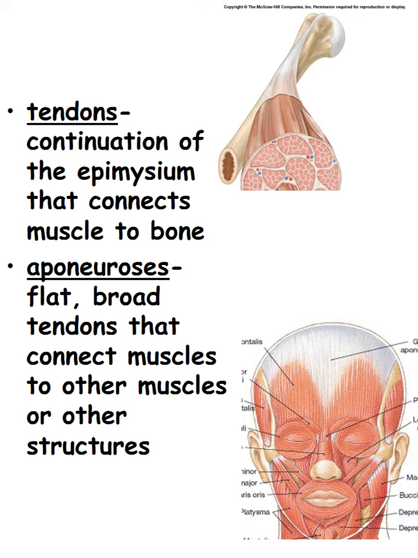Aponeuroses are flat, broad tendons that connect muscles to other muscles or muscles to other structures such as bones. And so we tend to find aponeuroses. One great example is within our skull on the very top, where we have the largest aponeuroses that connects the frontalis muscle to the occipitalis muscle.